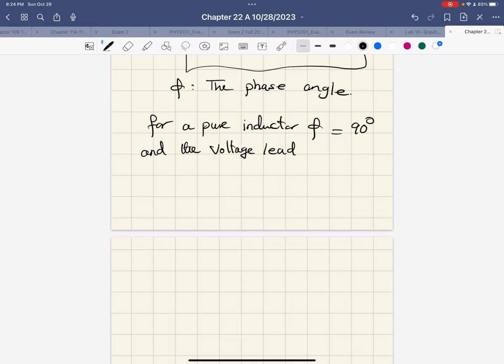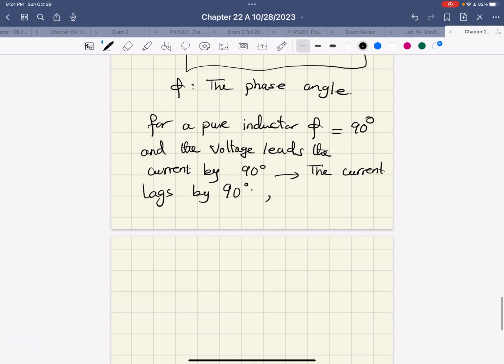We say that the voltage leads the current by 90 degrees, or we say the current lags by 90, or pi over 2 radians, or 1/4 of a cycle.